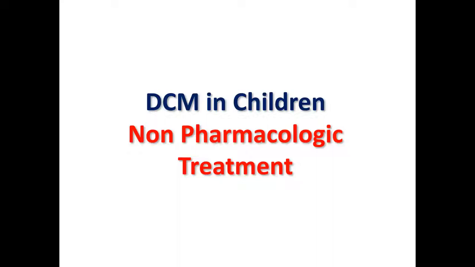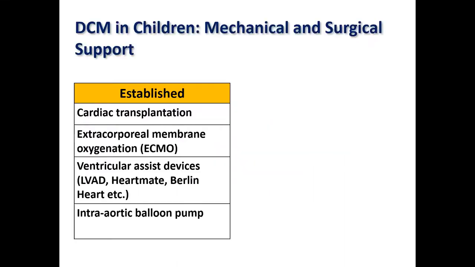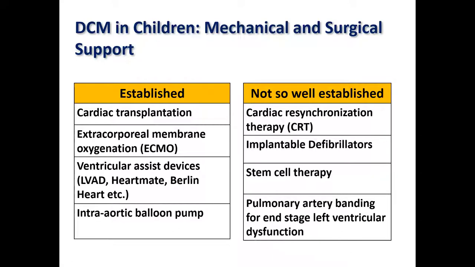But when we talk of DCM, there are lots of non-pharmacologic treatments also available, especially for patients who continue to deteriorate despite pharmacologic therapy. So these are some of the established therapies for DCM: cardiac transplantation, ECMO for short-term benefit, and now we have ventricular assist devices which are available for children also, where you could use them as a bridge to transplant till you have a donor available. And IABP, which is generally used in much bigger children or adults rather than small children.